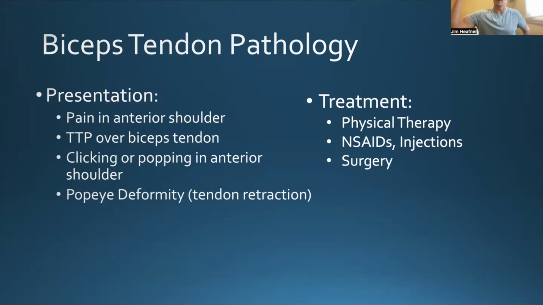Sometimes the person won't even know that they have the Popeye deformity because it just looks like their muscle has gotten slightly smaller, but it is distinctly lowered in the lower half of the humerus. Treatment for this is going to be physical therapy, NSAIDs, injections, and a percentage of people will have surgery. But surgery for proximal bicep tendon pathology is much less common, surprisingly.